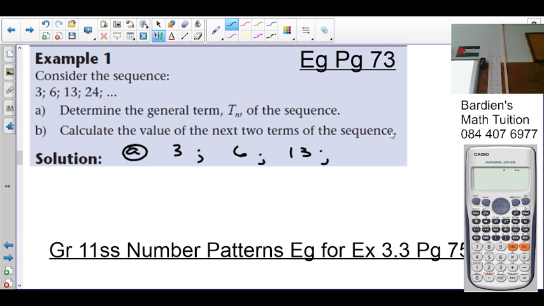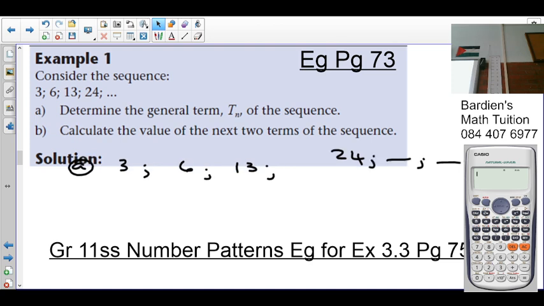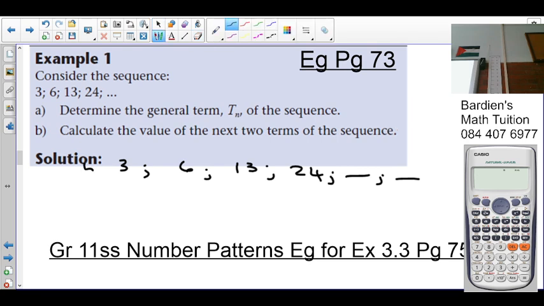Okay, so I'm going to do B first. Is that okay? B asks to give the next two terms in the sequence. People, that is normal, to ask you that first before they ask you what they did. So I'm going to do B first.